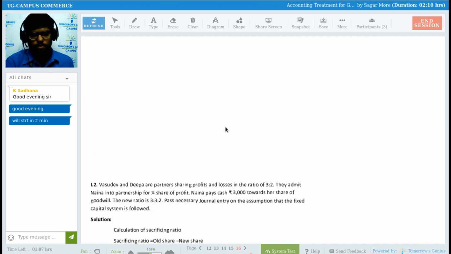See the next one. Read this question first and let me know the sacrifice ratio. Read this carefully and solve for the sacrifice ratio and let me know the answer. Then we'll be discussing the goodwill adjustment, which entry we have to pass. But first of all, let me know the answer for the sacrifice ratio. That's done. Tell me the sacrifice ratio.